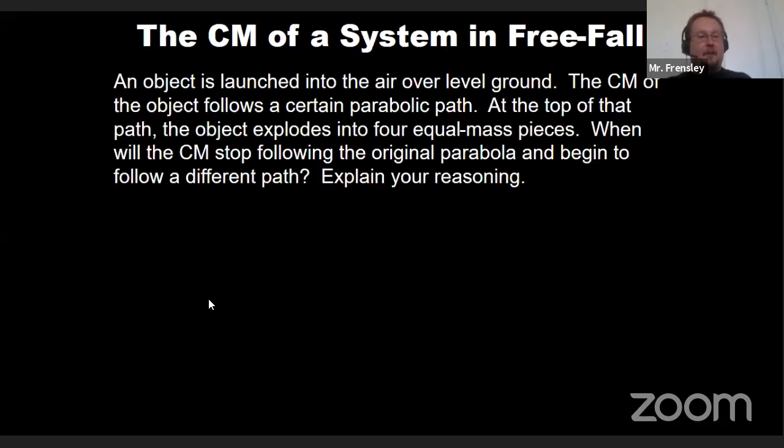Okay, here's another couple of center of mass questions I'm going to give you a couple minutes on. We have an object launched into the air over level ground, and the center of mass is going to follow a certain parabolic path. You're going to see the animation, but you have to tell me what's going to happen before you get to see it. At the very top, the object is going to blow up into 4 pieces.